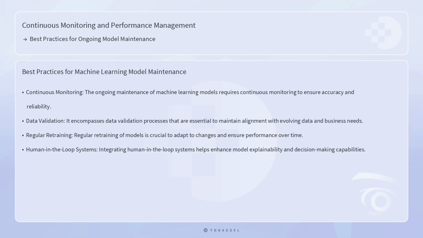In conclusion, the ongoing maintenance of machine learning models within the GenAI lifecycle requires a multifaceted approach that encompasses continuous monitoring, data validation, regular retraining, model explainability, human-in-the-loop systems, shadow models, and comprehensive documentation. By adhering to these best practices, organizations can ensure that their models remain accurate, reliable, and aligned with evolving data and business needs. As the field of artificial intelligence continues to advance, the importance of effective model maintenance will only grow, necessitating a proactive and strategic approach to managing model performance over time.